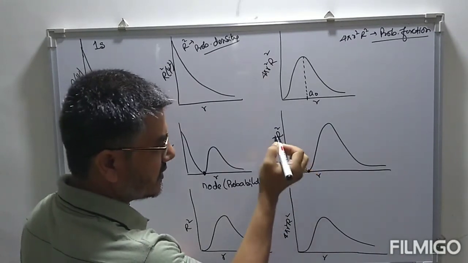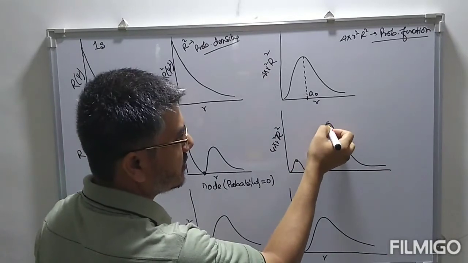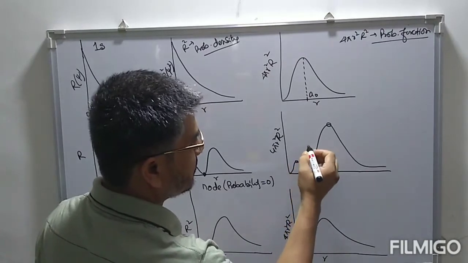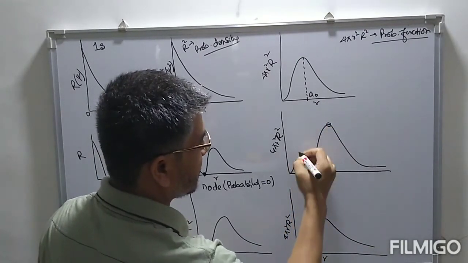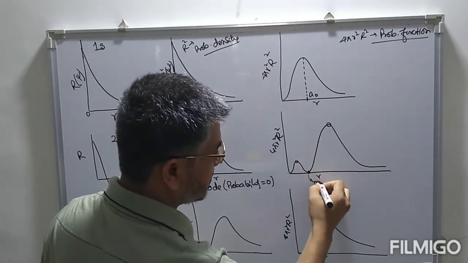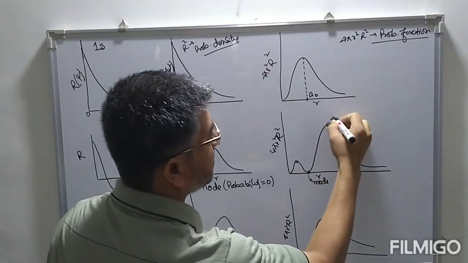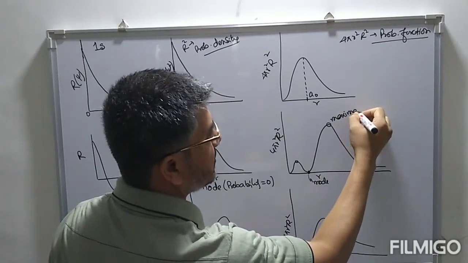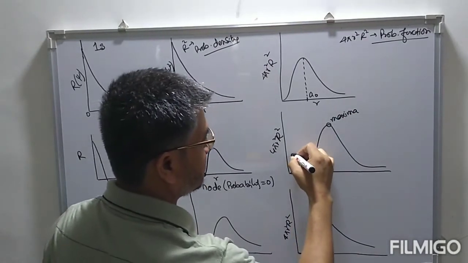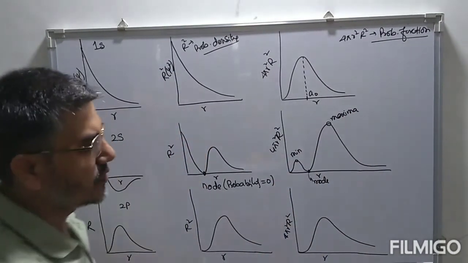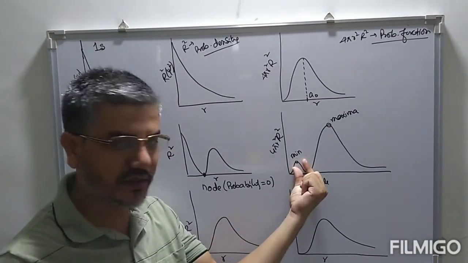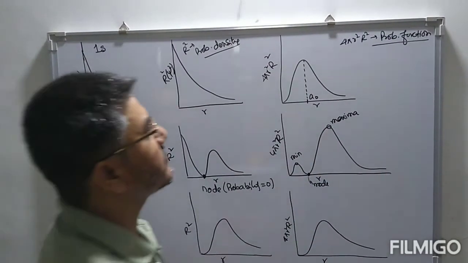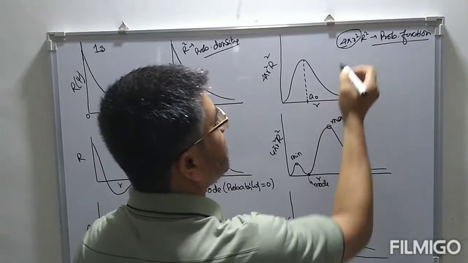For the 2s orbital, there is a small probability of finding an electron at this particular point, and then the maximum probability is at this particular point. So this is a node, this is the maximum value, and this is the minimum value. There is a small chance of finding an electron at this particular point, but the maximum chance is at this particular point.